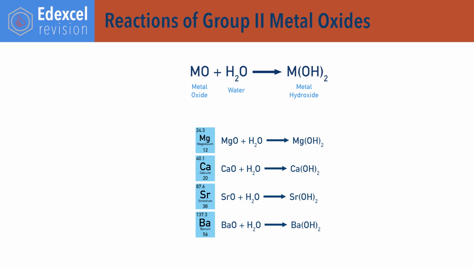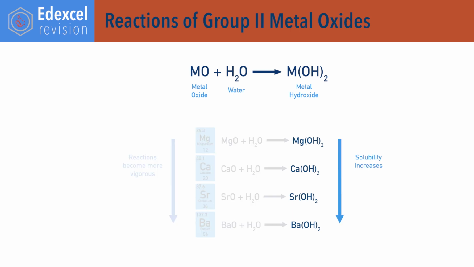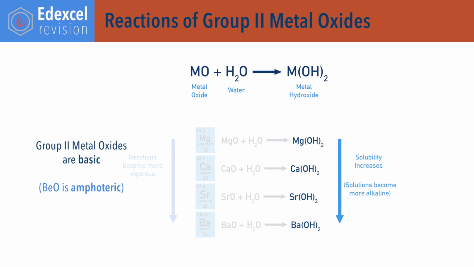The reactions get more vigorous as you go down the group, and the solubility of the metal hydroxides formed increases down the group, meaning the solutions become more alkaline, as more hydroxide OH- ions are present in the solution. Apart from beryllium oxide, BeO, the group 2 metal oxides are basic. Beryllium oxide is amphoteric, it can react with both acids and bases.